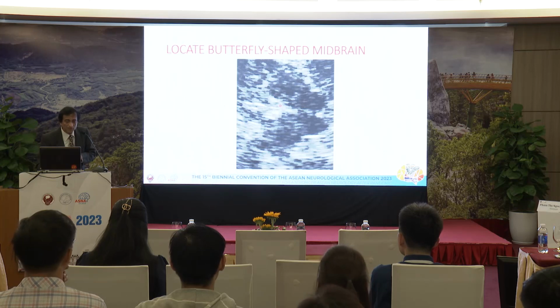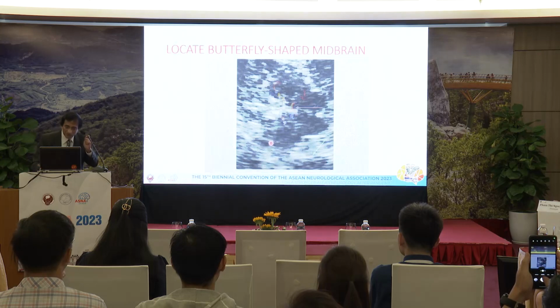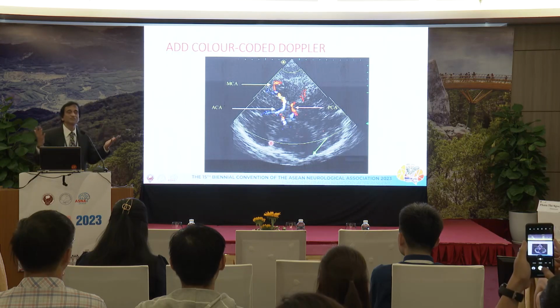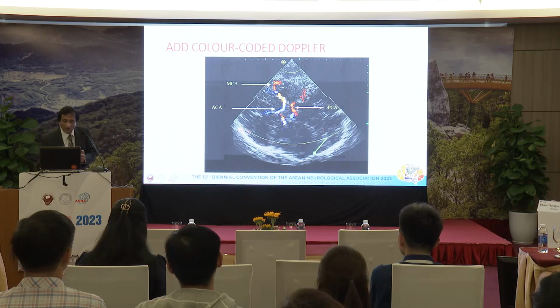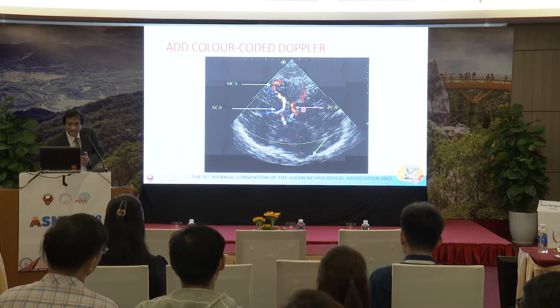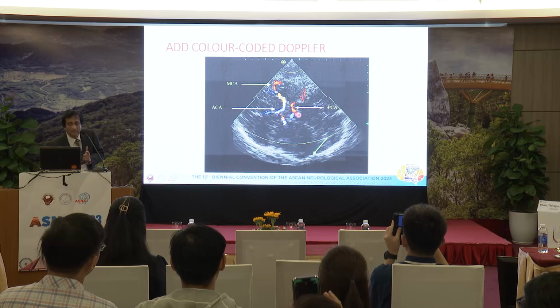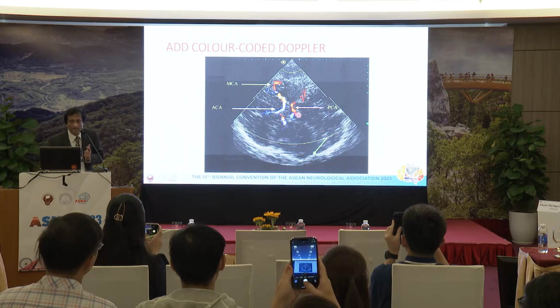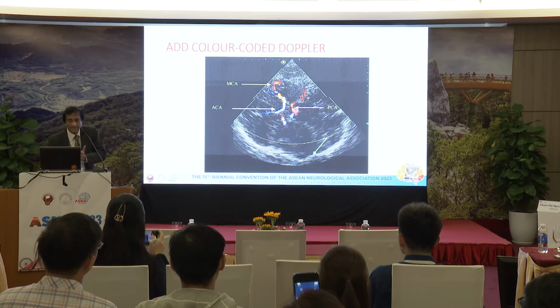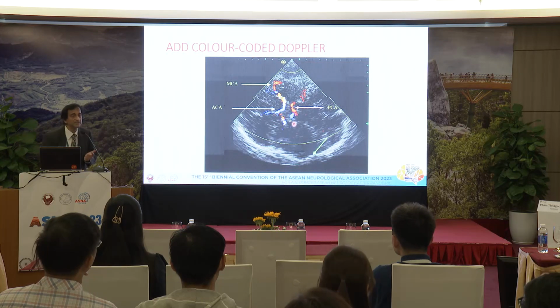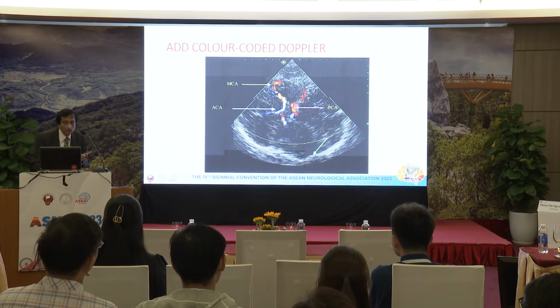And what vessel goes around the peduncle? The posterior cerebral artery. So put the color on and everything is revealed. You see, the probe is here, skull is here, midbrain here, and this is the PCA coming towards you. It's coded red because it's coming towards you. This is the contralateral PCA. In some people, you can see both ipsilateral and contralateral.